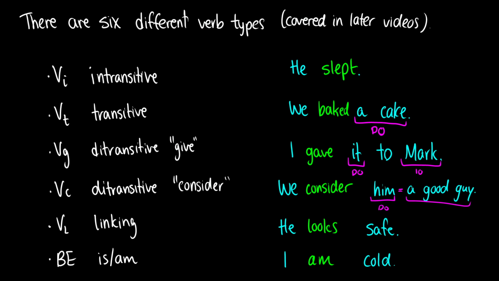We have linking verbs. So he looks safe. This is where you have your sensations. And then we have the be verb, is or am, which works very similar to a linking verb, except we can use it in more situations than we can use a linking verb. So we cannot say something like he looks here, but with a be verb we can say I am here. Okay, now we're going to cover these 6 different types of verbs in detail at a later date.